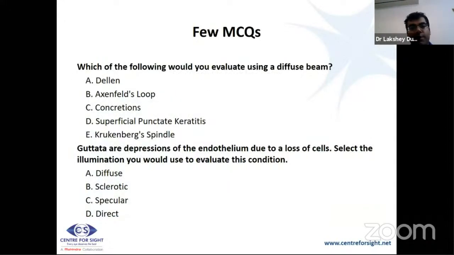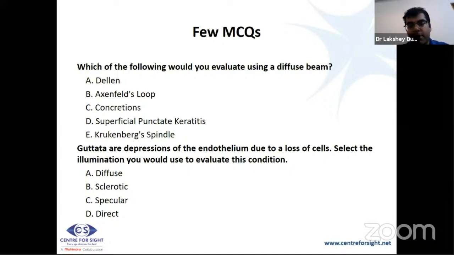For brushing up, we'll do a few MCQs. Which of the following would you evaluate using a diffuse beam? So Dylan, Harshini and Diksha, you can take the questions. Exenfeld loop, concretions, SPKs, Krukenberg spindle with a diffuse beam. So when you do a diffuse illumination, concretions, adnexal things are clearly visible. For other things, parallelepiped way of illumination would be better.